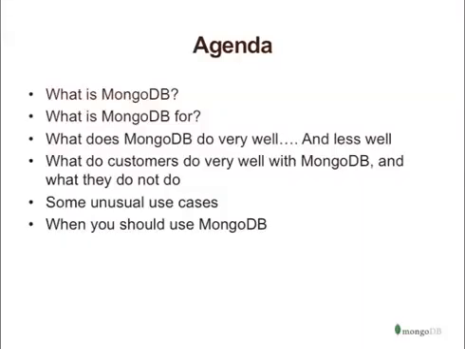So the agenda will be, first of all, a brief review of what MongoDB is and what MongoDB is for, and then I'll tell you what MongoDB does very well and comment on what it does less well. And then what do customers do very well with MongoDB, and sometimes what they should not try to do. I'll show you some unusual use cases, because there are the use cases we advertise, and some that we don't necessarily see very often, but that are very interesting to show the breadth of possibilities with MongoDB. And then some tick marks to help you select MongoDB when it's appropriate.